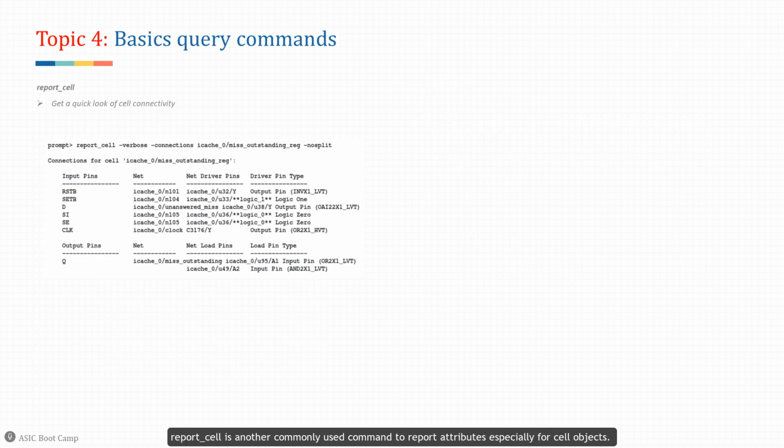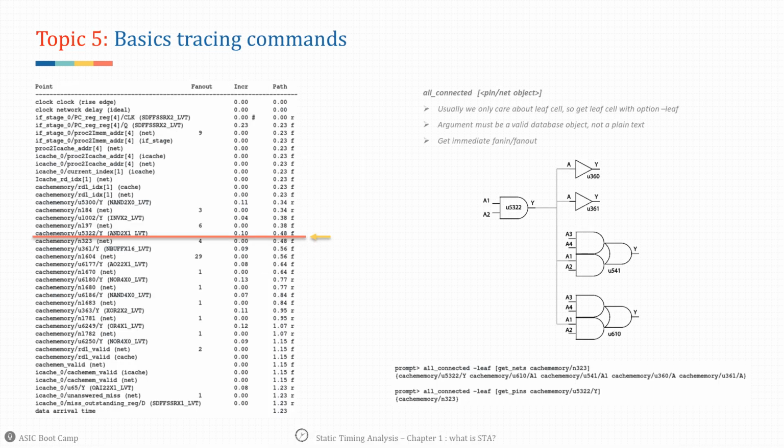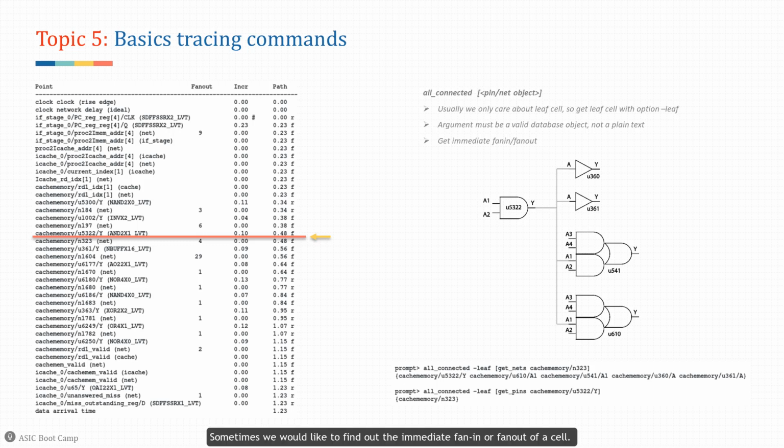report_cell is another commonly used command to report attributes, especially for cell objects. Personally, I like to use the connection and verbose switches along with it to show connectivity information on each pin of the cell. Topic 5. Basic tracing commands. Sometimes we would like to find out the immediate fan-in or fan-out of a cell.